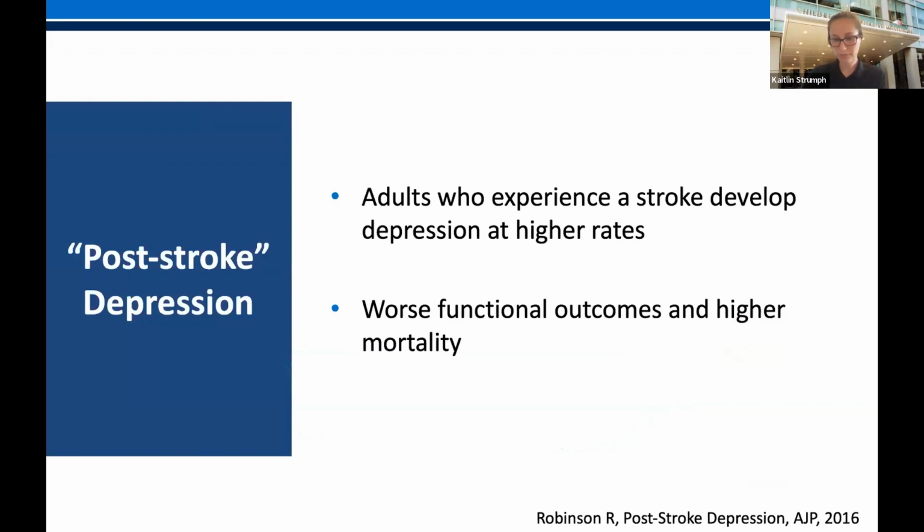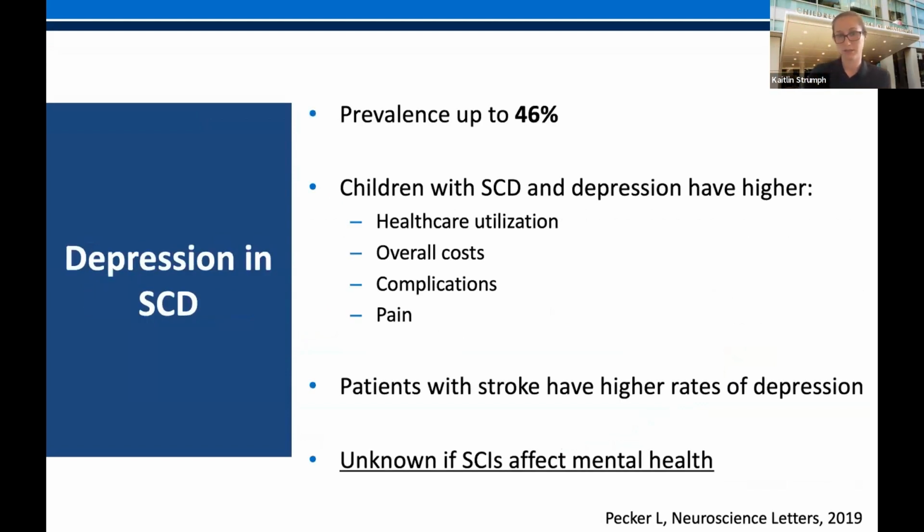So I just want to talk about the idea of what's called post-stroke depression. This is a well-known concept in the adult stroke literature. So this isn't necessarily related to sickle cell, but just in the adult stroke literature, we know that adults who experience a stroke develop depression at much higher rates. And we know that they have worse functional outcomes and higher mortality. So just think about how that relates to our patients who have a really high risk of stroke.